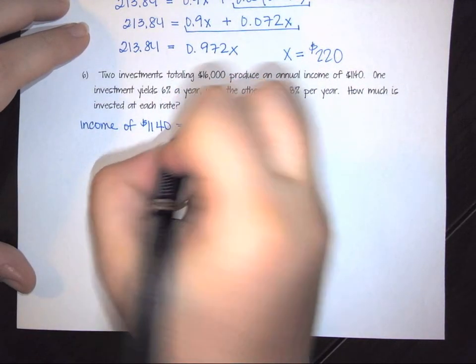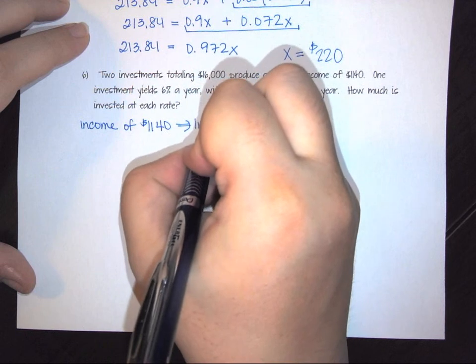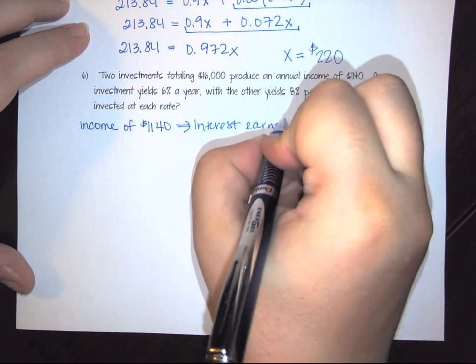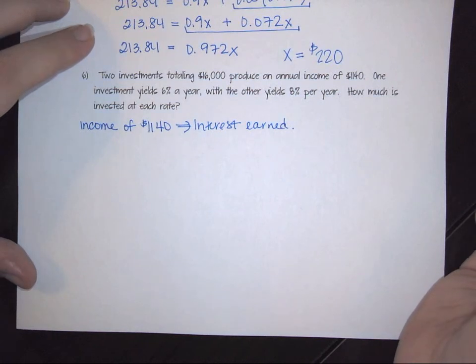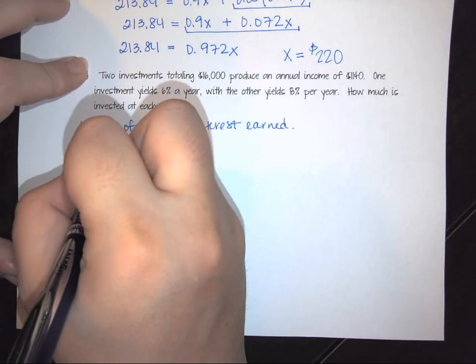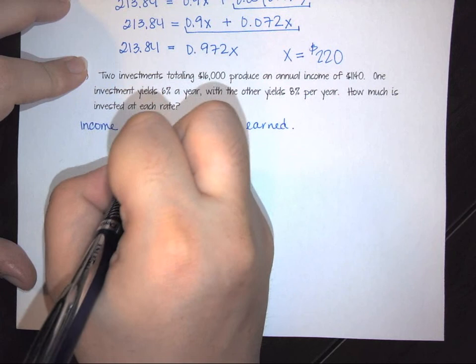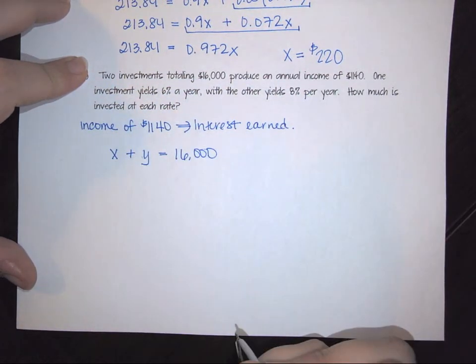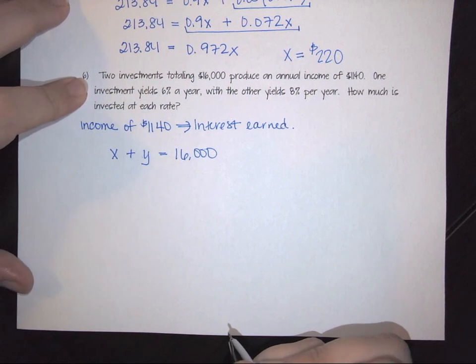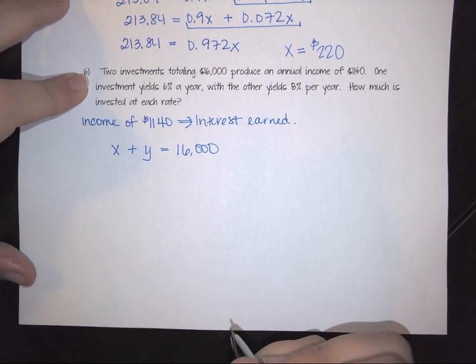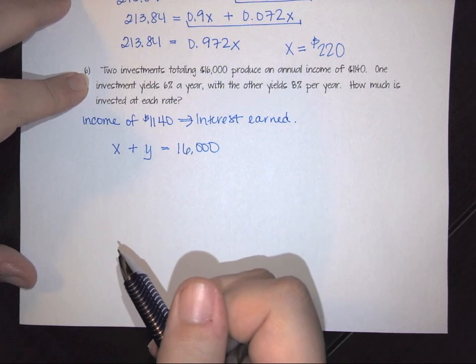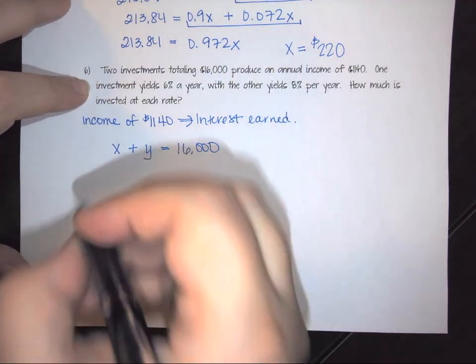This income here is what we like to call your interest earned. Now that being said, I have two investments. So x plus y equals my $16,000. What also do I know? I know that my first investment yields 6%.